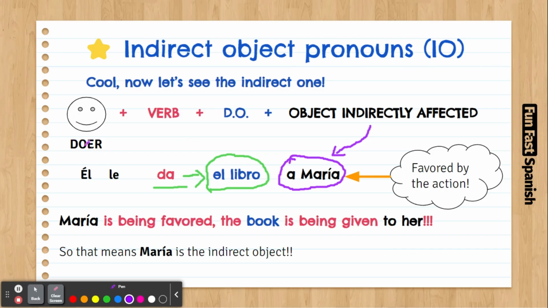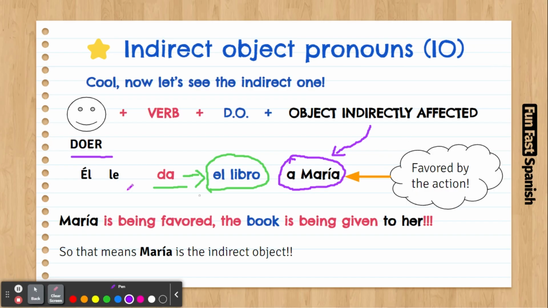So yeah, the doer is the person who's doing the action. That's not a problem. And that's it. So Maria is being favored. Yeah, she's the indirect object, and the book is being given to her. Therefore, it is the direct object, right? So now you know what the indirect object is, and it's mostly the people or persons that are favored by this action, right? Kind of receivers, right?